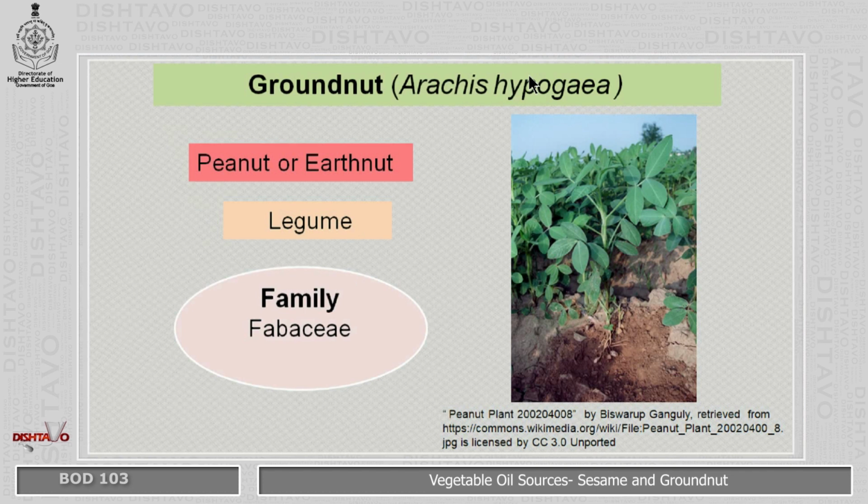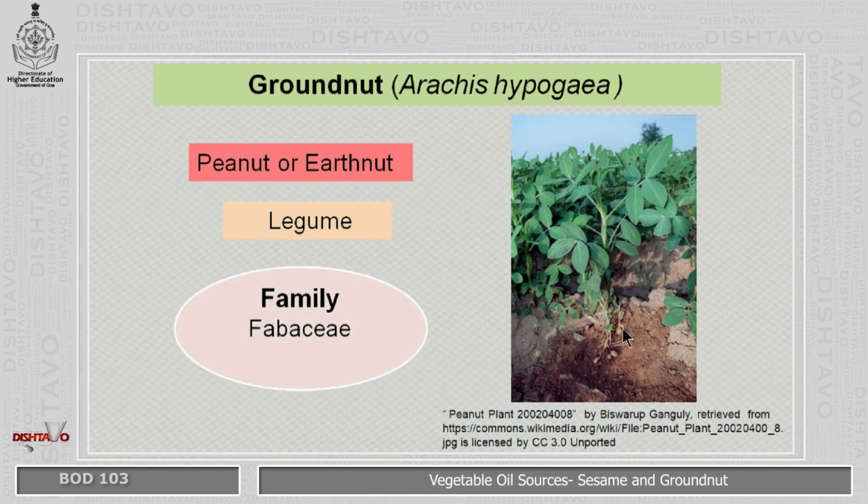Okay, next source of vegetable oils is the groundnut, that is Arachis hypogaea. It is commonly called peanut or earth nut. It is basically a legume and belongs to family Fabaceae. Now, the members of family Fabaceae help to fix atmospheric nitrogen. Now, this is the picture showing the habit of groundnut. It is a small shrubby plant.